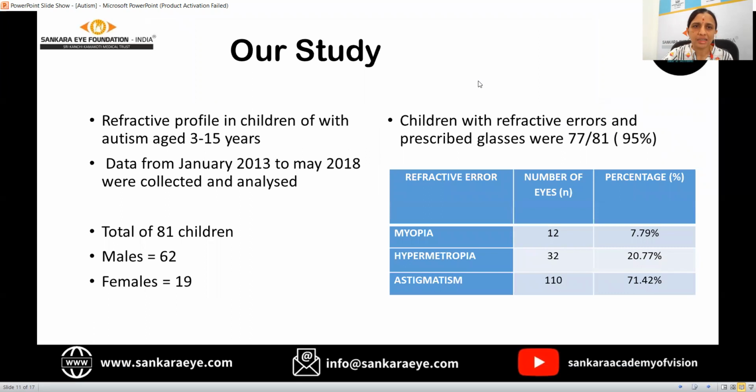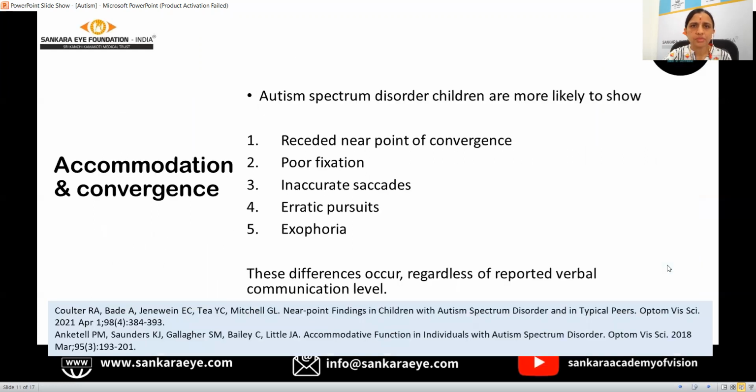When we looked at our own data in the hospital between 2013 and 2018, a 5-year study, we looked at 81 children. We noted that it was again more common in males, as reported in all the studies. We noted that the most common refractive error was astigmatism, as noted in the other studies as well.